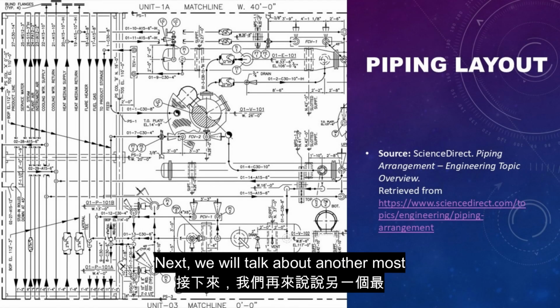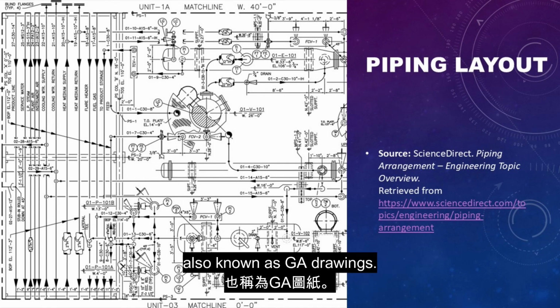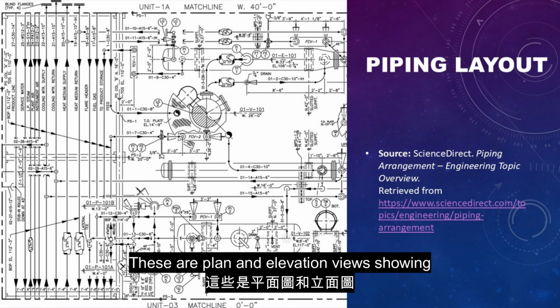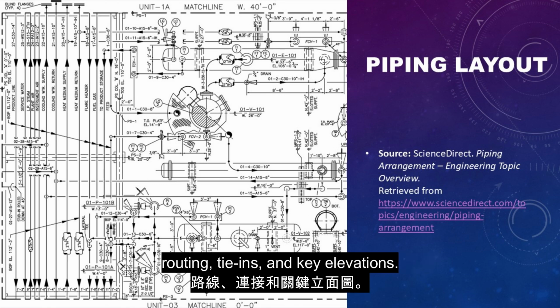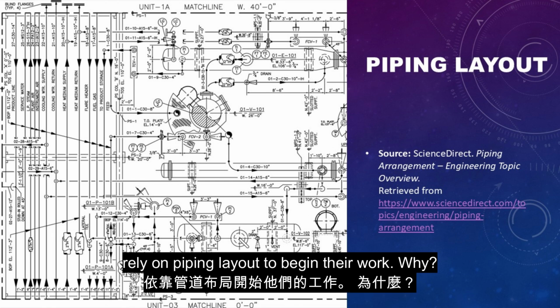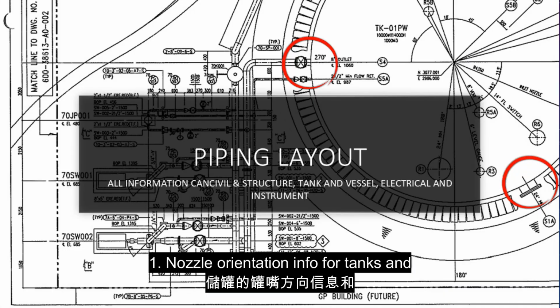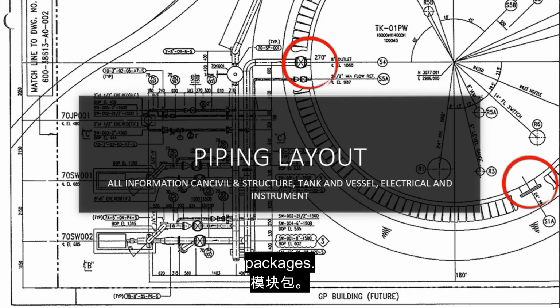Next, we will talk about another most important deliverable, the piping layout, also known as GA drawings. These are plan and elevation views showing routing, tie-ins, and key elevations. Almost all other disciplines rely on piping layout to begin their work. Why? Because it contains: 1. Nozzle orientation info for tanks and packages.